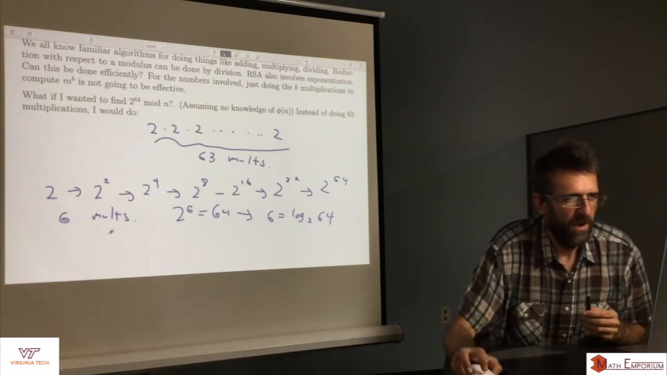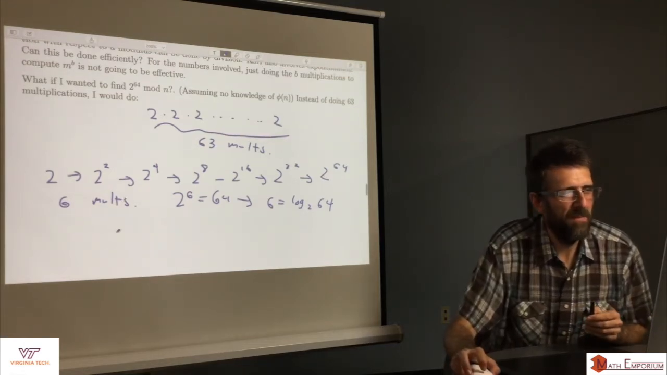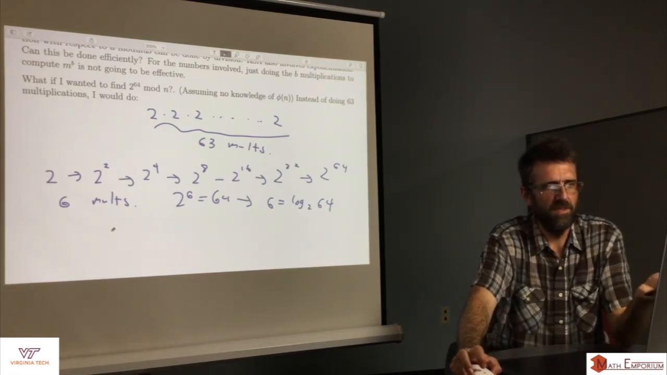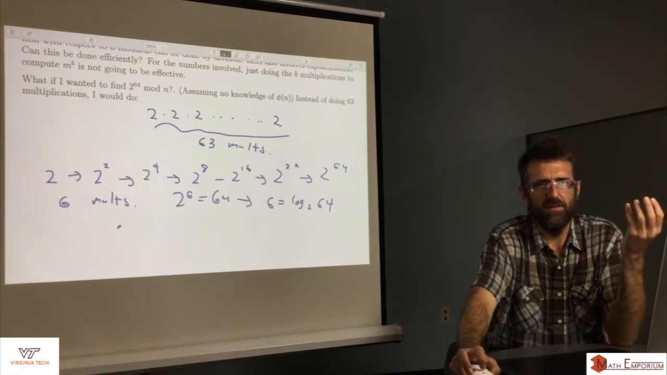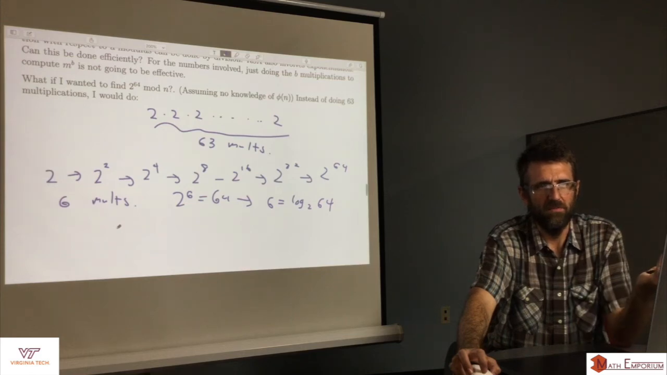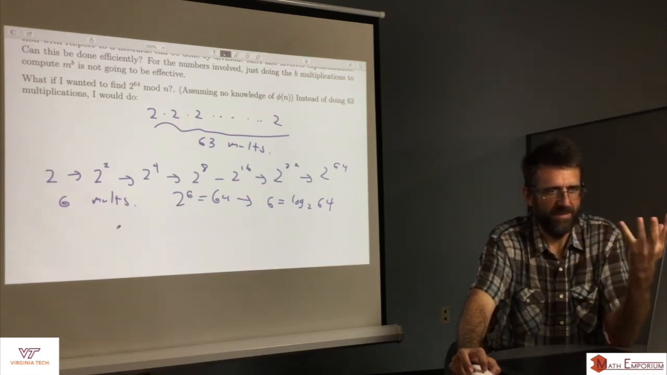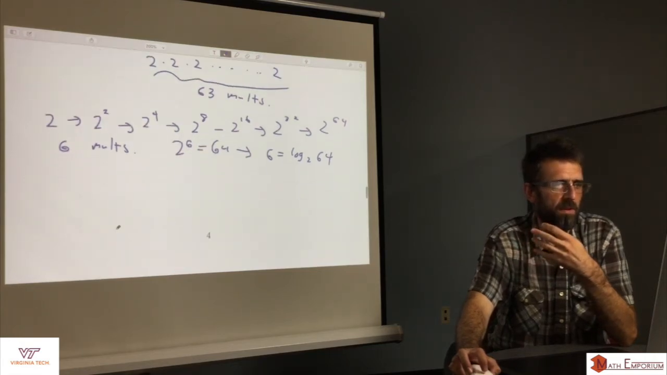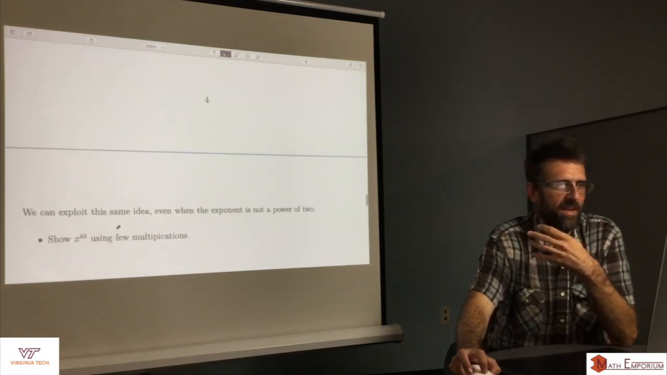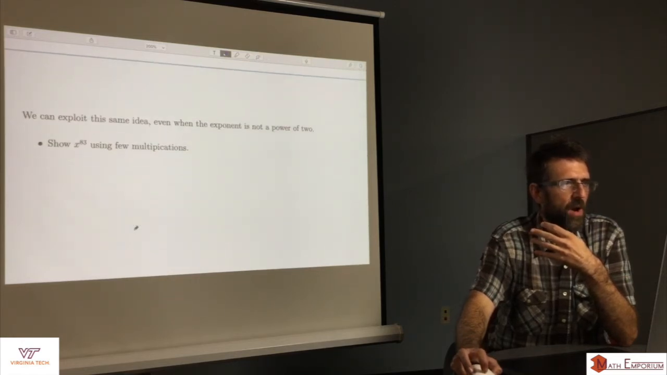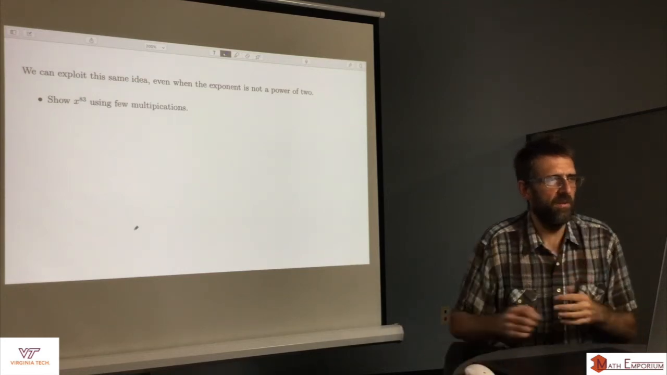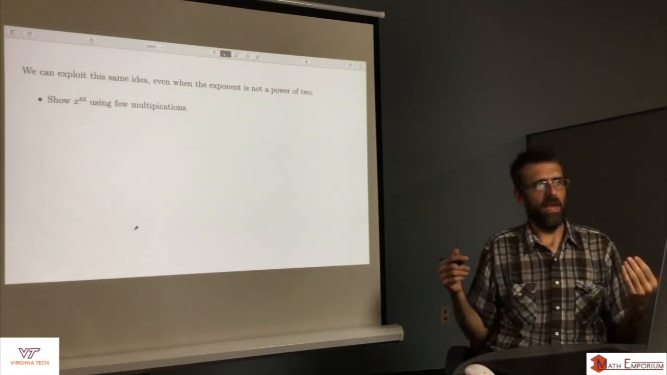Okay. All right, but I'm kind of cheating a little bit there, because 64 is an even power of 2. Right, so 64 is an integer power of 2, is what I should say. Right, so what if I'm dealing with something that is not an integer power of 2? All right, so how could I calculate x to the 83 using few multiplications?